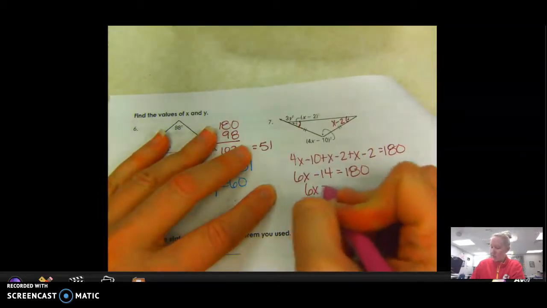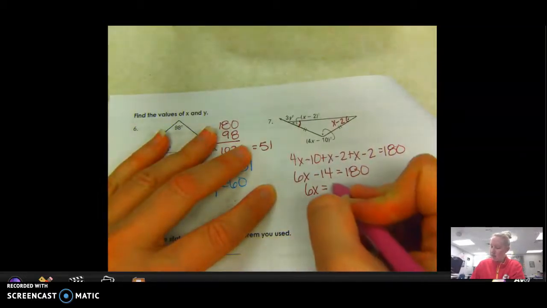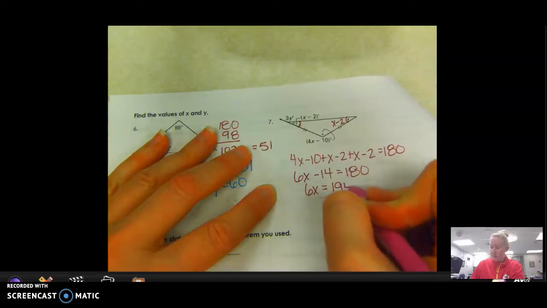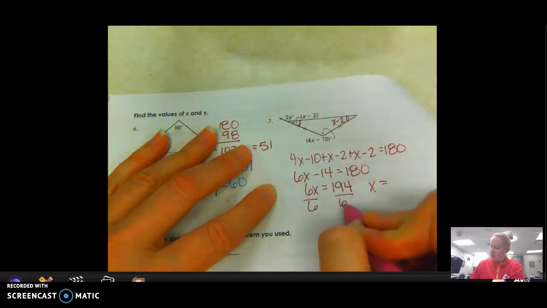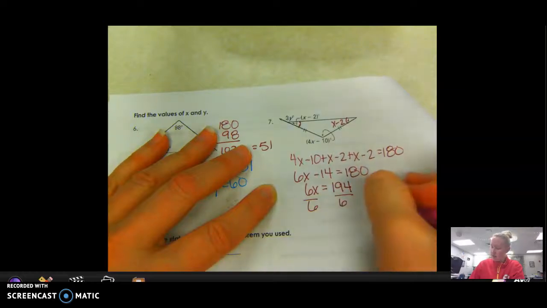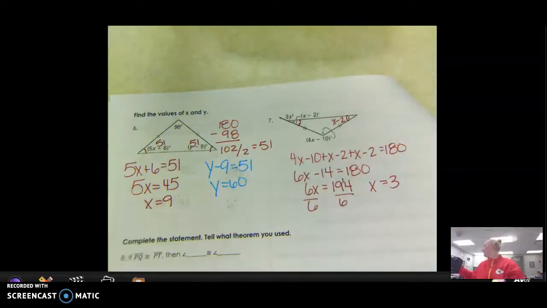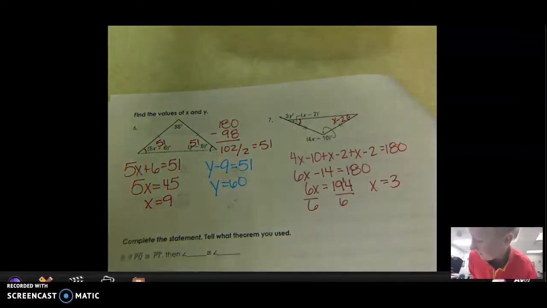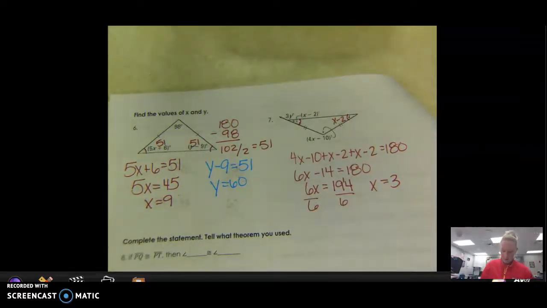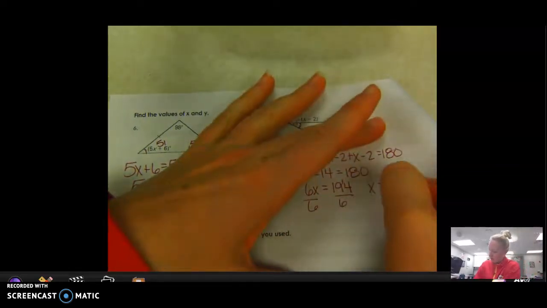So now I have 6x equals, add 14 to both sides, so 194. Divide by 6, divide by 6. X equals, so 19, 6 goes into 19 3 times with 1 left over. We are not doing good numbers here. Let me grab a calculator. Okay. So 194 divided by 6 is 32 1/3.